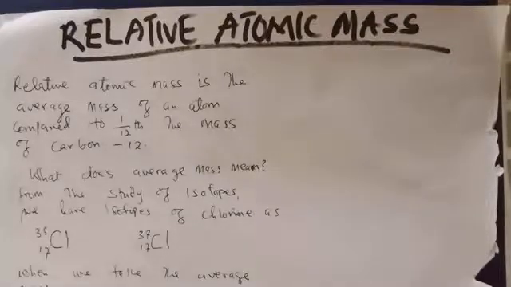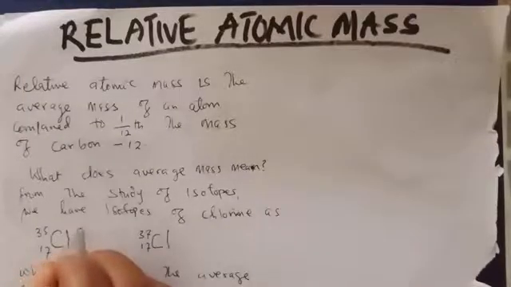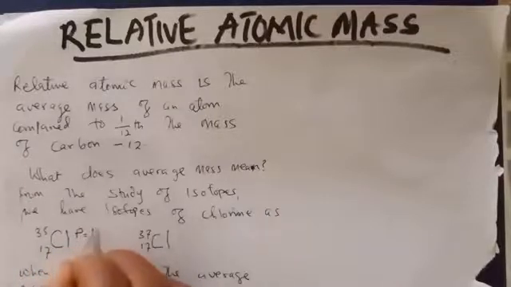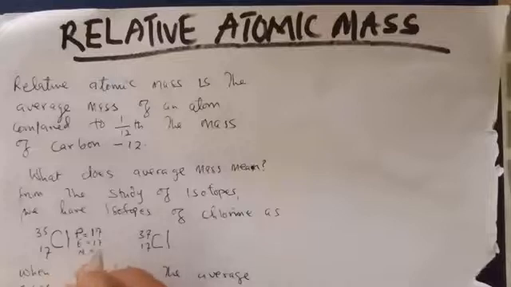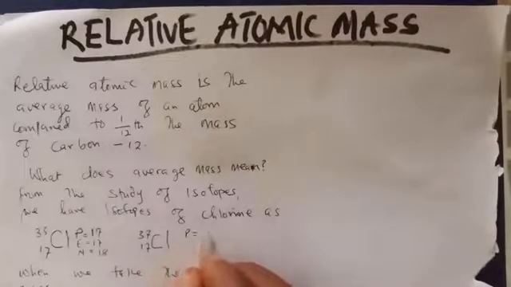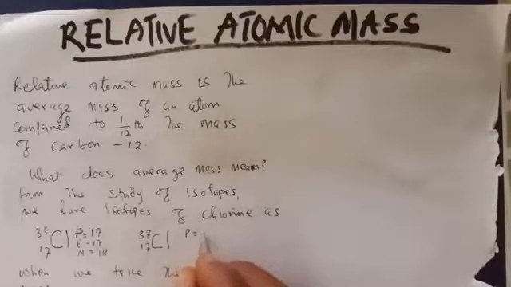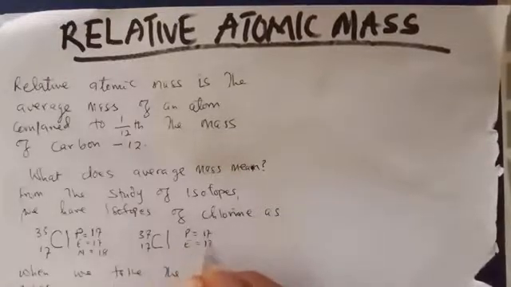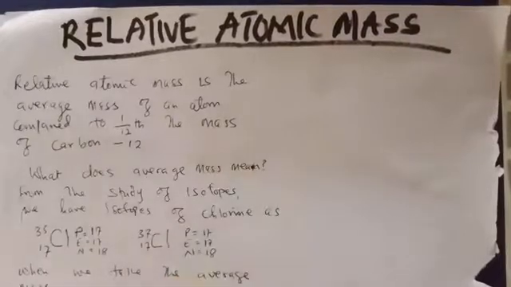So what does average mass mean? From the study of isotopes, we have isotopes of chlorine as chlorine-35 with atomic number 17 and chlorine-37 with atomic number 17. Looking at this, from the atomic number 17, which is the number of protons, the number of protons here is 17. The number of electrons is 17, while the number of neutrons will be 18. In chlorine-37, the number of protons is 17, electrons 17, while the neutrons is 20.